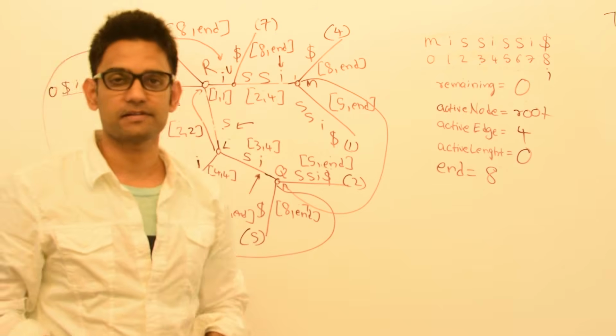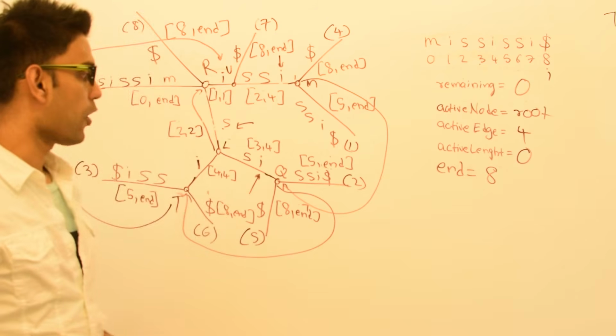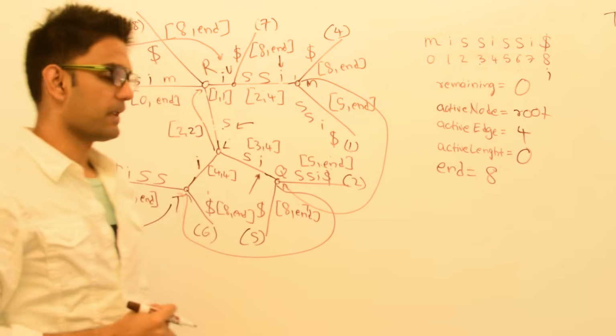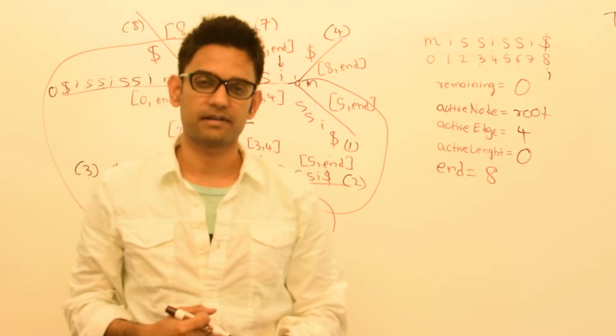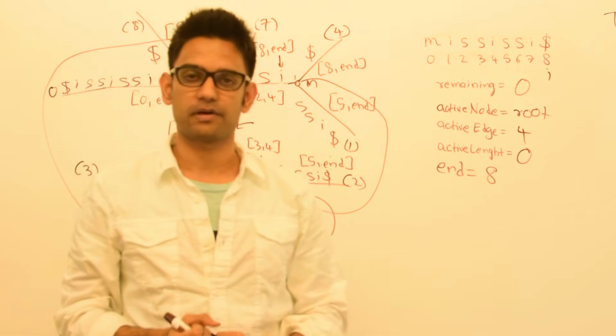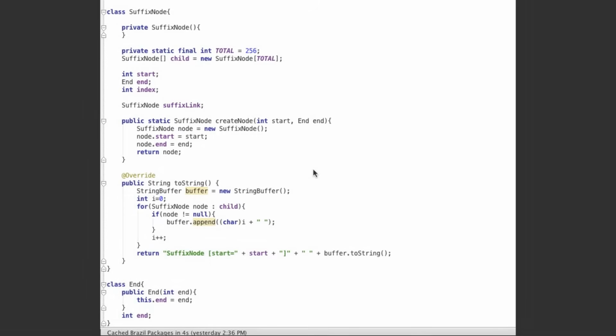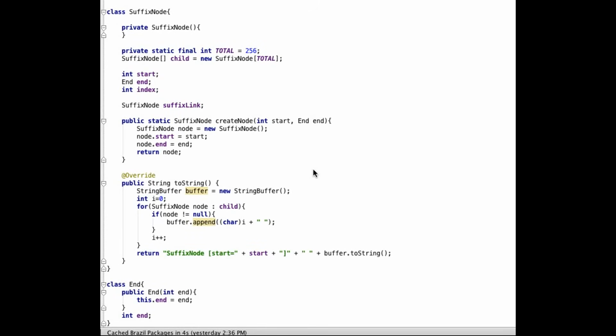Again, the runtime complexity of this algorithm is O of n. Alright, so next let's look at some of the code snippets, and that will conclude our discussion on the suffix tree using Ukkonen's algorithm. Let's talk about the data structure used for suffix tree. So I have a class suffix node.